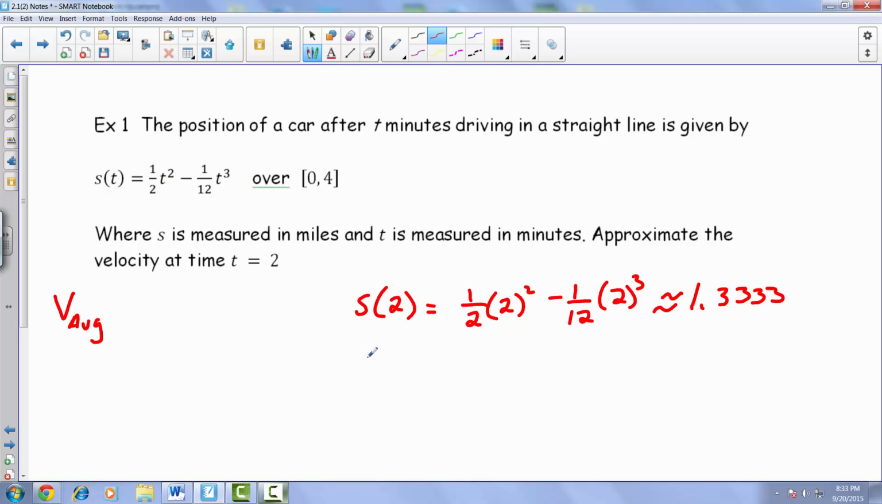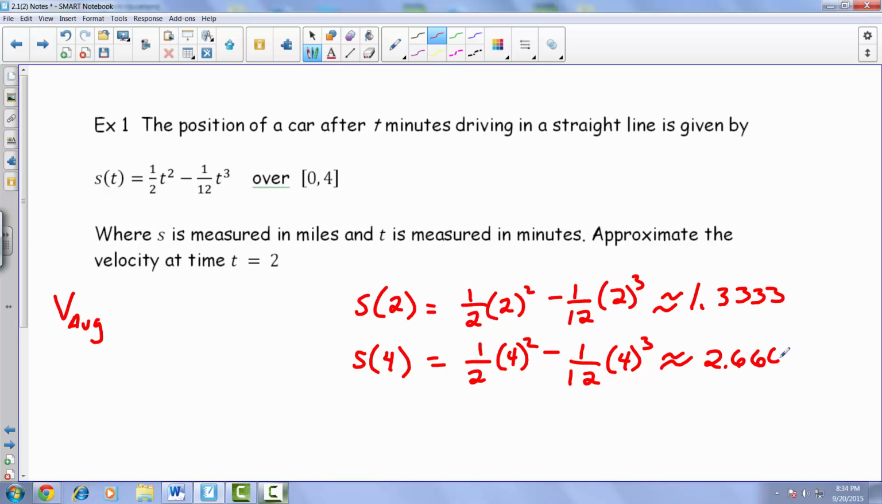Now let's find the position at some other value, some other minute. Let's go with maybe 4. It's just a first reference. So when we throw that in there, we end up with 1/2 times 4 squared minus 1 over 12 times 4 cubed. And this comes out to be about 2.6 repeating, so 2.66667.